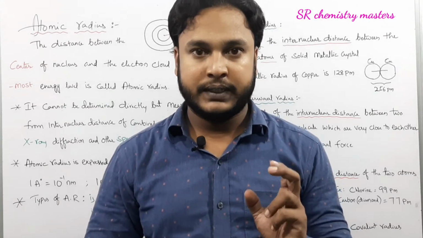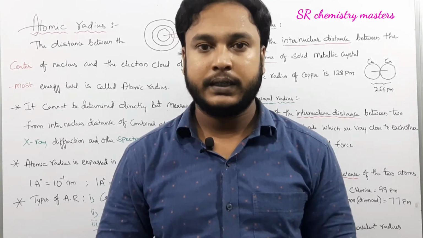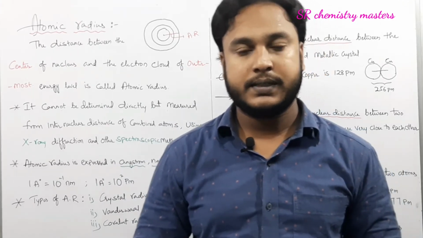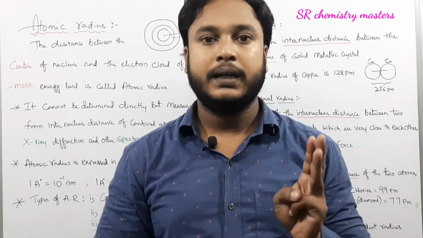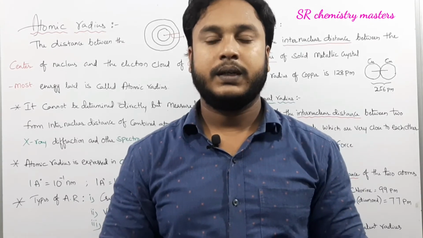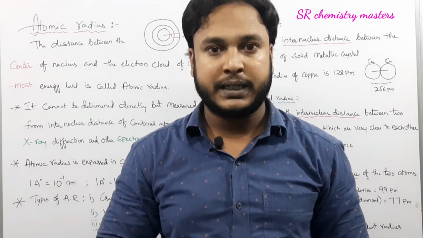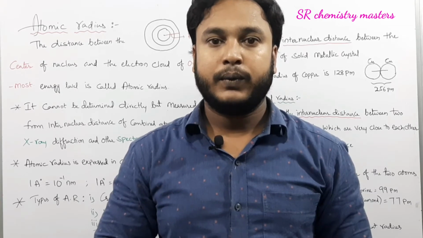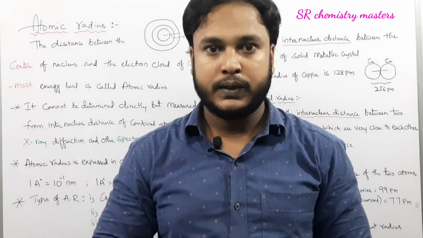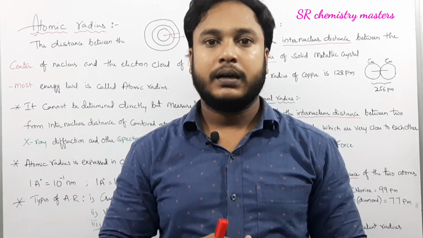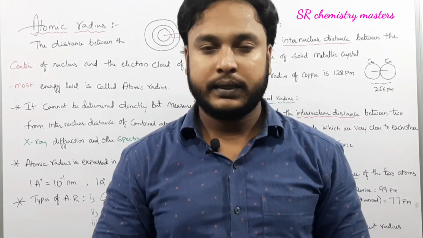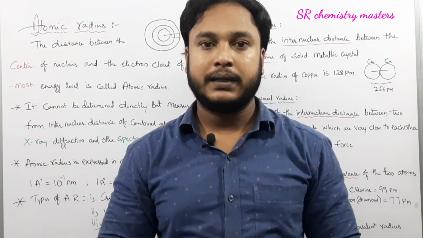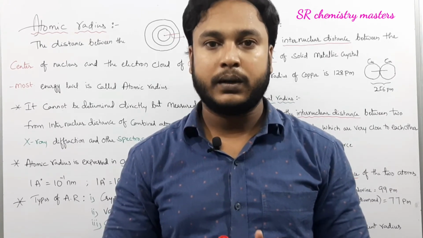When we see the types of atomic radius, we have three types: crystal radius, van der Waals radius and covalent radius. Remember, crystal radius is used for metallic crystals, whereas van der Waals radius is used for measuring the atomic radius of inert compounds, and the covalent radius is used for measuring the atomic radius of non-metallic compounds.